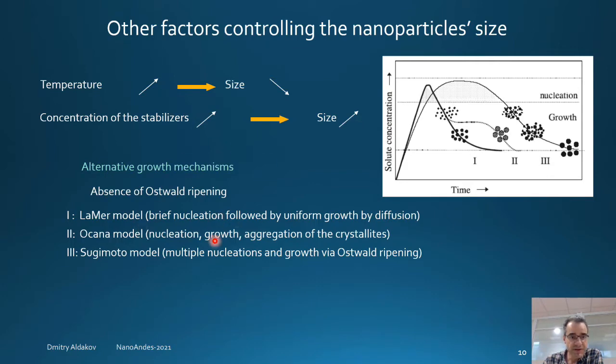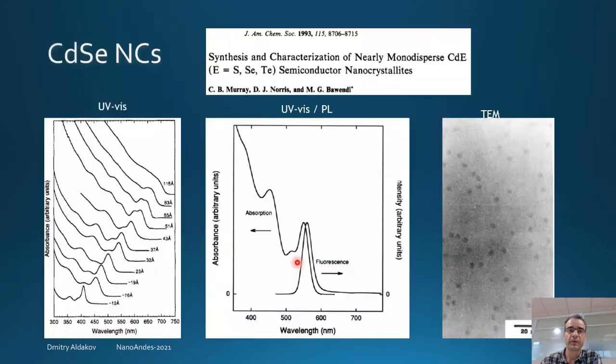In some particular cases, in addition to the LaMer model, you can have the Finke-Watzky or Oka model, where you have nucleation, growth, and then aggregation of nanocrystals. Not Ostwald ripening, consumption of small ones to profit the large ones, but coalescence of similar sized nanocrystals. And you can have the Sugimoto model, a Japanese scientist who provided an example of multiple nucleations. So we have several steps of nucleations and then growth via ripening, via Ostwald ripening.